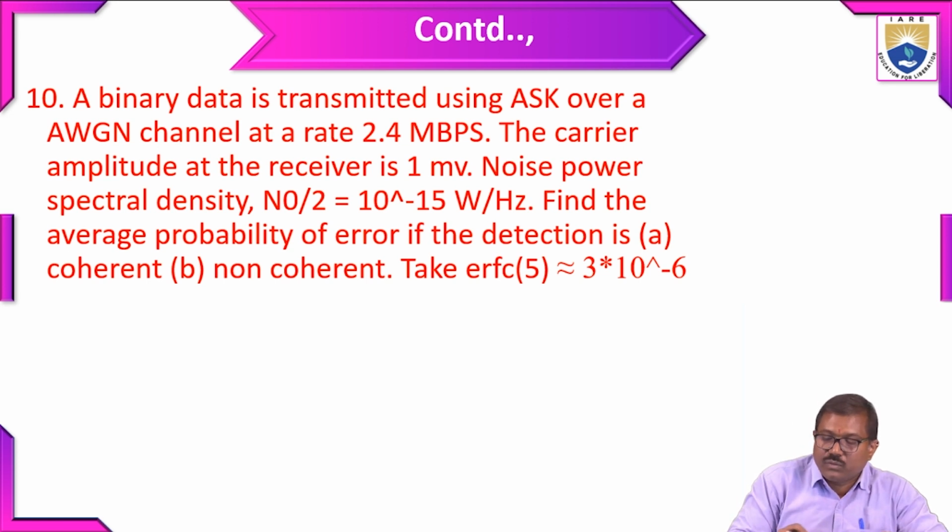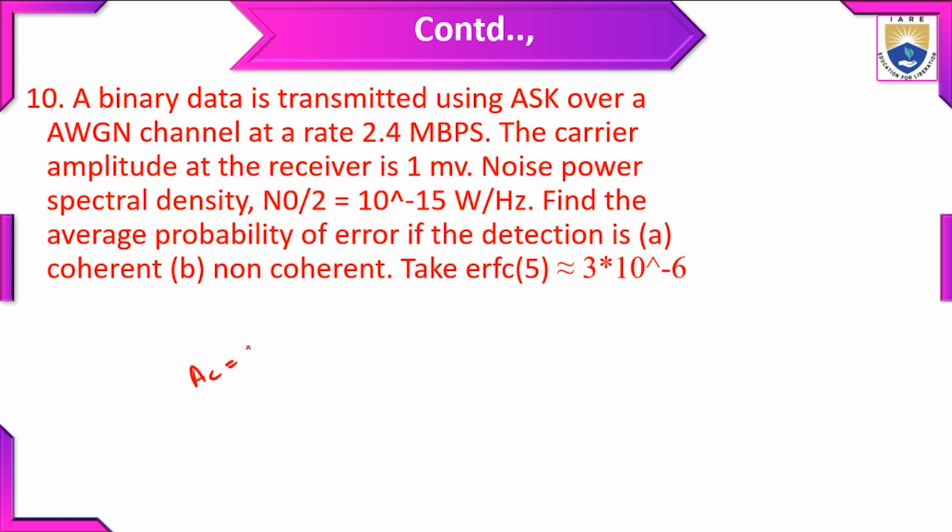So first we write the given data. They gave the carrier amplitude, so AC is equal to 10 power minus 3 volts. And the given RB is equal to 1 by TB, that is equal to 2.4 into 10 power 6. RB is given, from that you can find the TB. And the given N0, noise spectral density, is 2 into 10 power minus 15. So these are the given data. By using this given data, we are going to solve our problem with the required formulas.